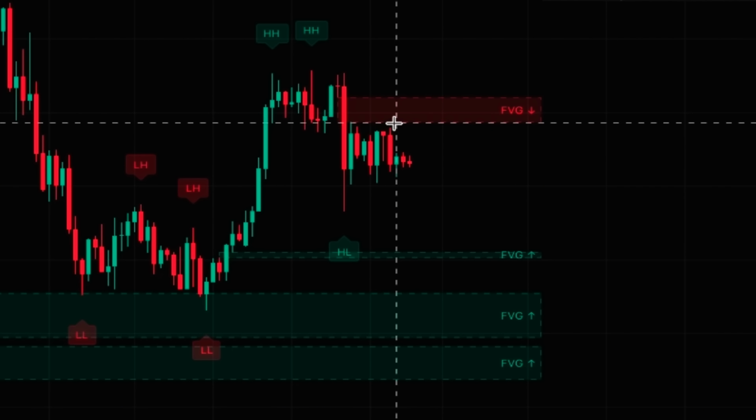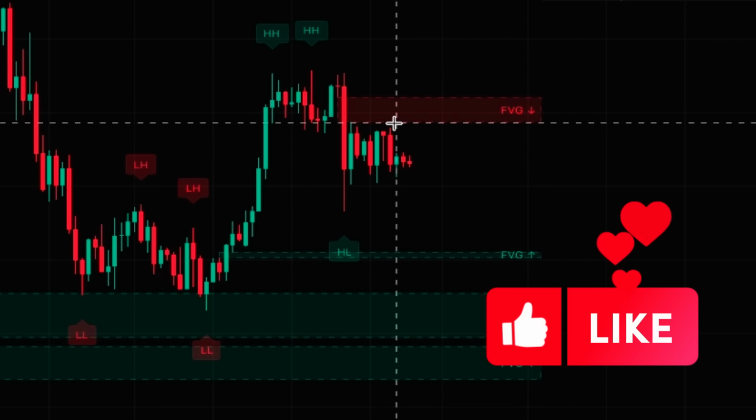The pattern includes 3 candles where there is no overlap between the shadows of the first and third candle. The gap between the shadows is called a fair value gap, and this can show imbalance between supply and demand in a shorter term perspective. They are usually used for pullback strategies, especially after a breakout.